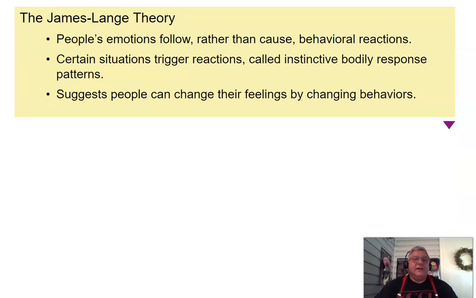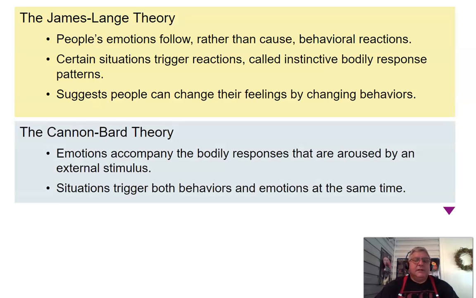The James-Lange theory goes way back to William James, the first psychologist we talked about. People's emotions follow, rather than cause, behavioral reactions. Certain situations trigger reactions called instinctive bodily response patterns. It suggests that people can change their feelings by changing their behavior.